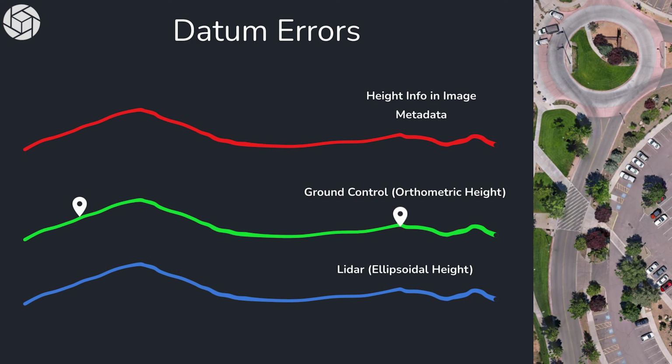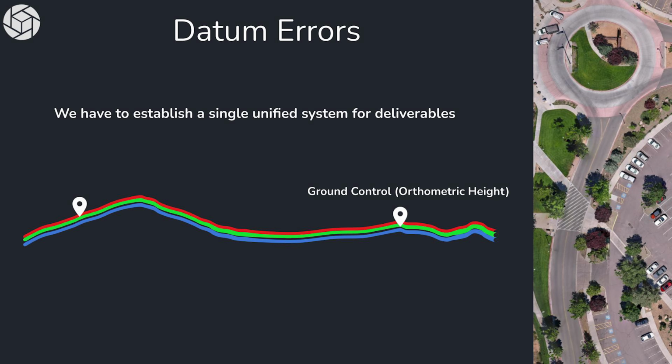You've got ground control points that are on maybe orthometric heights, and then heights in the image metadata that we don't know where they're coming from, somewhere in between. And so we have to, in the software, account for this automatically, right? Solve for these datum offsets and fuse these together to build these downstream deliverables.